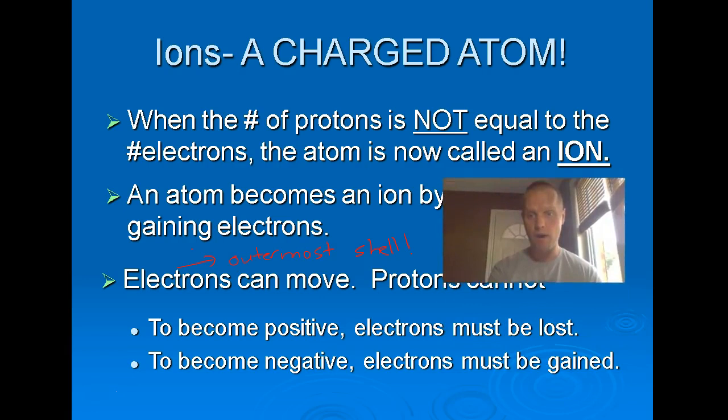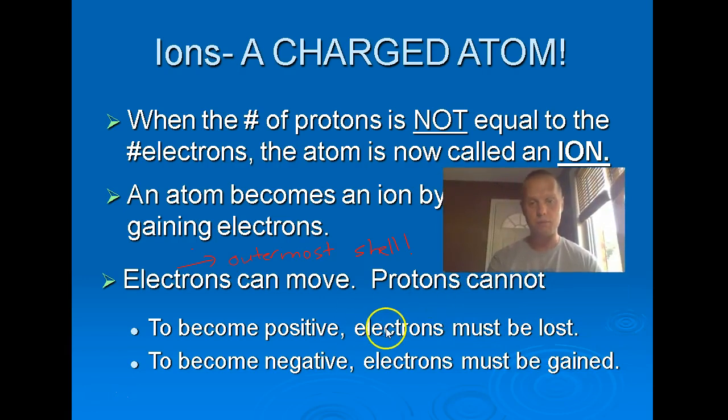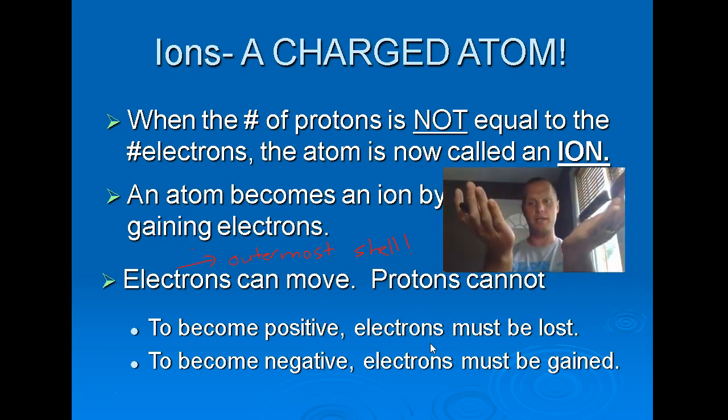So to become positive, electrons must be lost. Okay? Because if you start with the same amount of protons as electrons, if I lose electrons, now I have more protons. So therefore I become positive because protons are positive. To become negative, you have to gain more electrons. And that's what's happening.